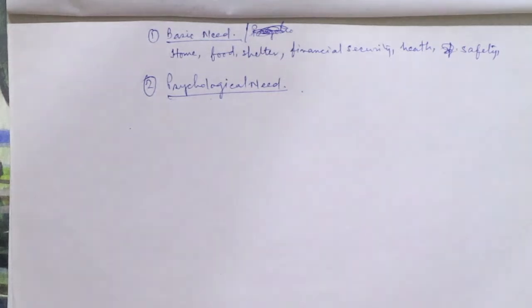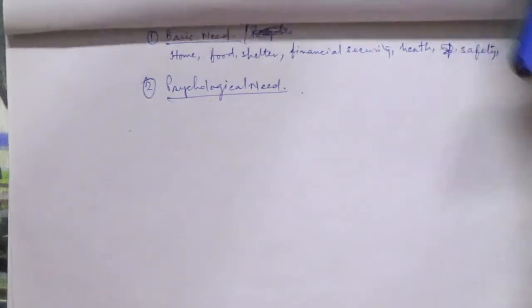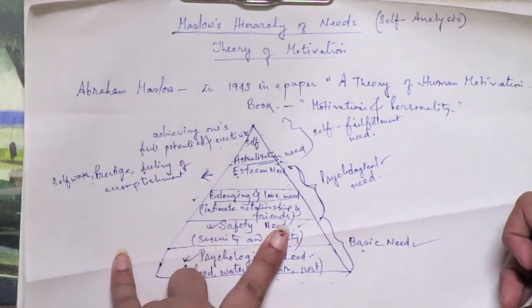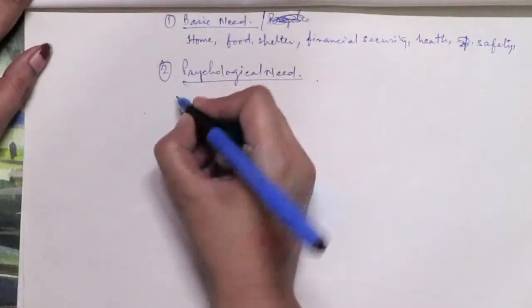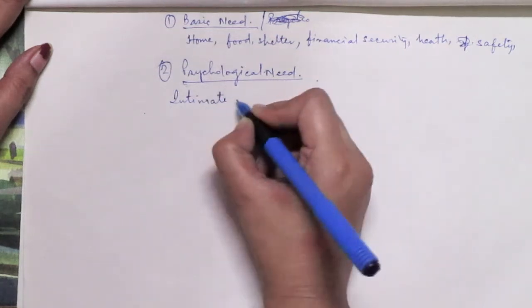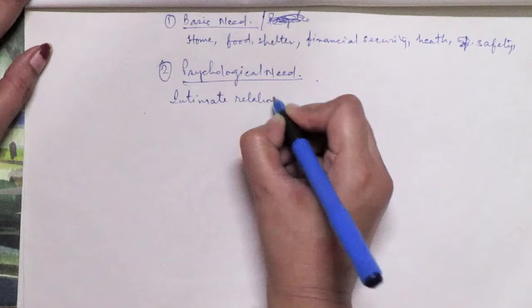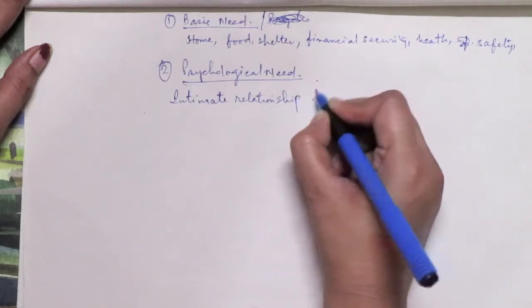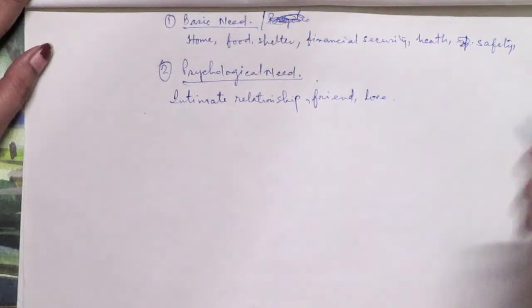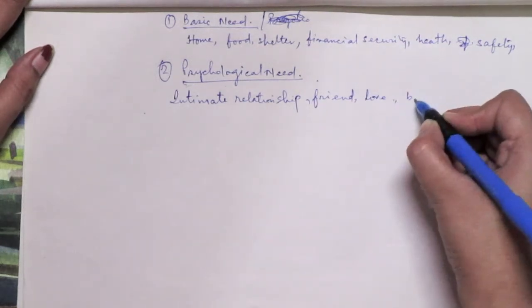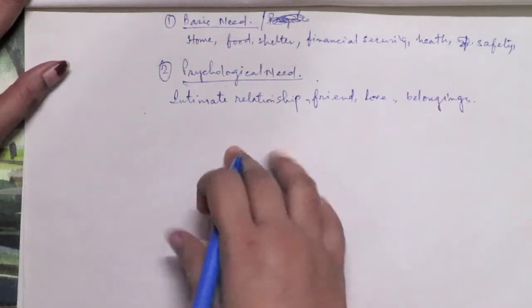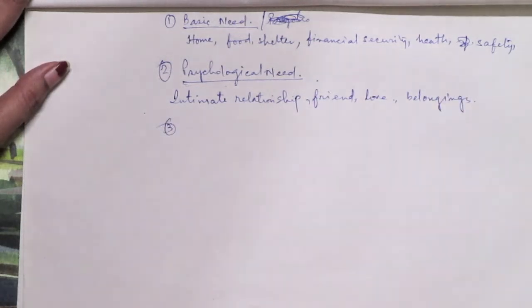The basic psychological needs are, as I already mentioned, intimate relationship, friends, love, etc. This we also call belonging.